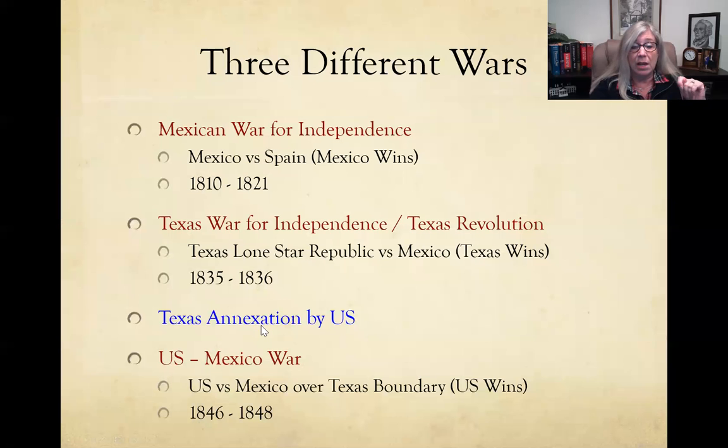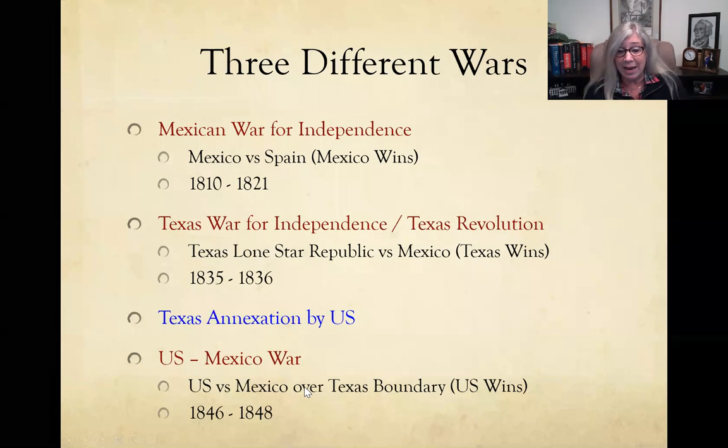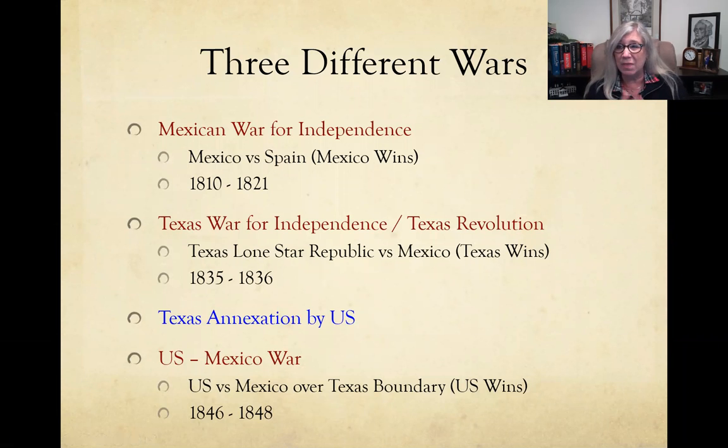They'd been wanting that. And then the third war is the United States war with Mexico over the boundary. So this is after Texas is annexed. It's part of the United States, but there's a dispute over where the boundary is located. All right, now we never really cleared up what happened with Oregon.